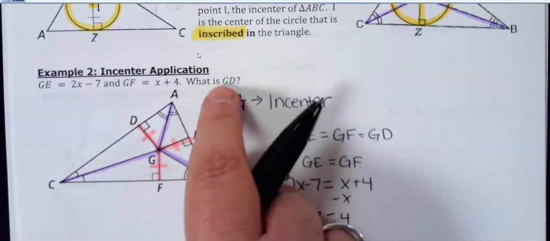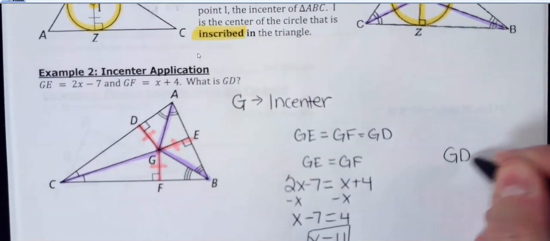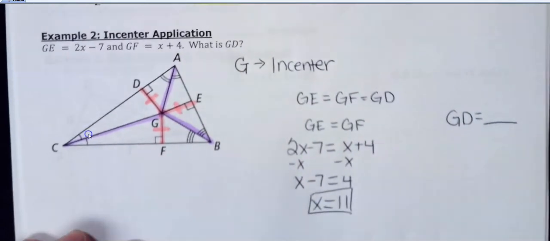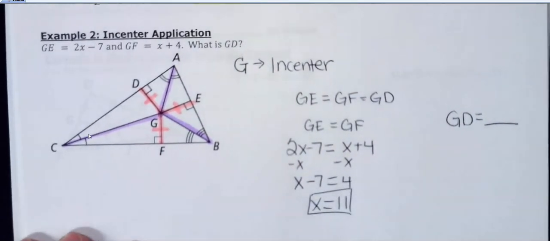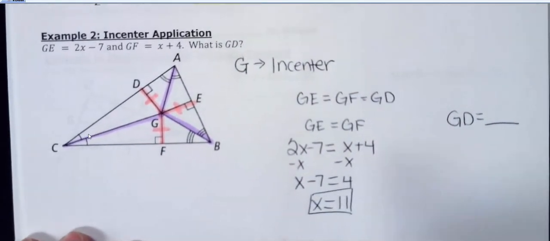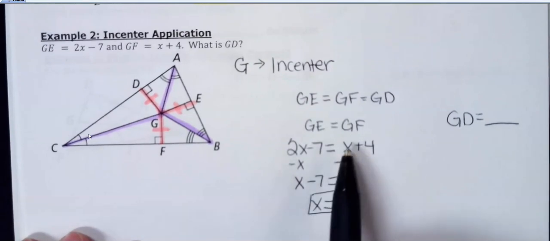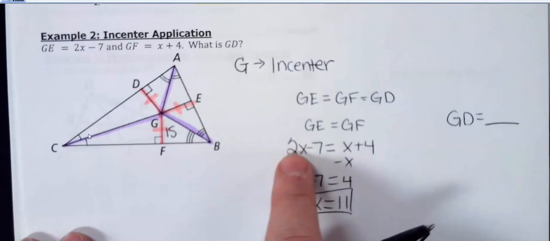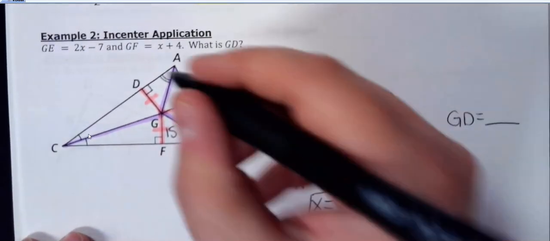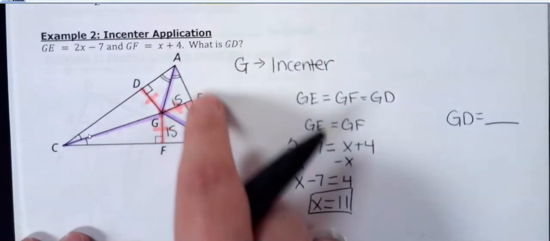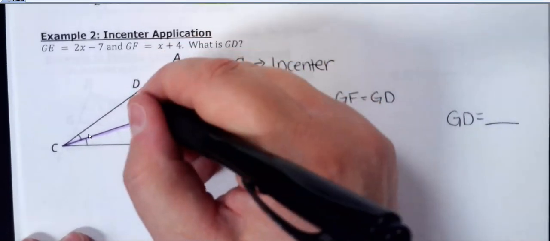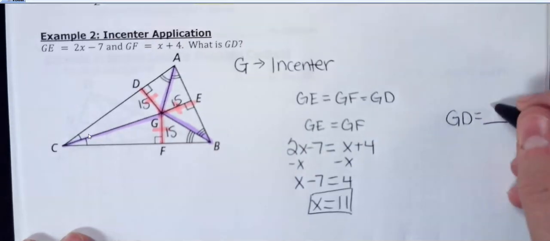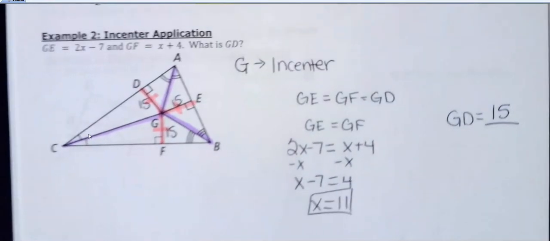The question says, what's the length of GD? Oops, I'm not on the screen, sorry. That wasn't even involved, but if you plug 11 back in, 11 plus 4, G to F, would be 15. If you did it to the other one, 11 times 2 is 22, minus 7, also 15. So this would be 15. All three of these segments I have highlighted on mine are the same length, so G to D would also be 15. You've got to find the variable first and then plug it back in.